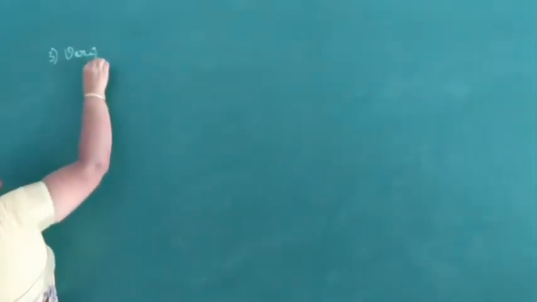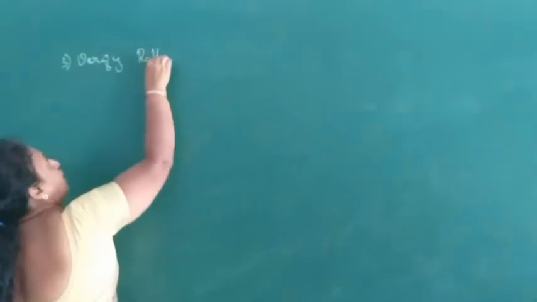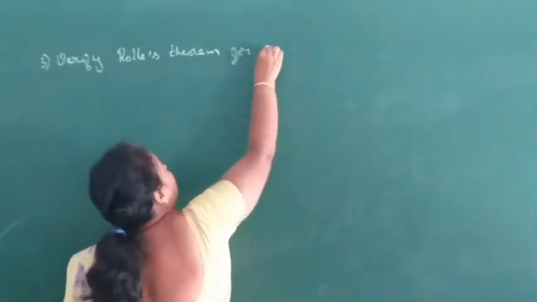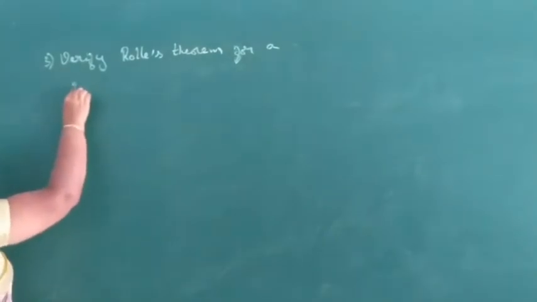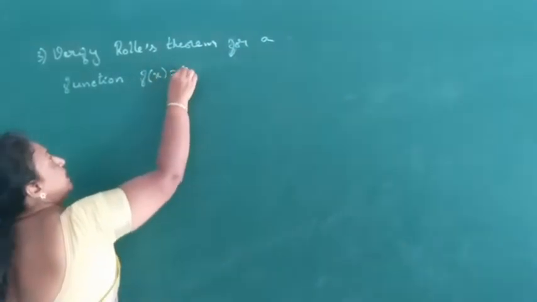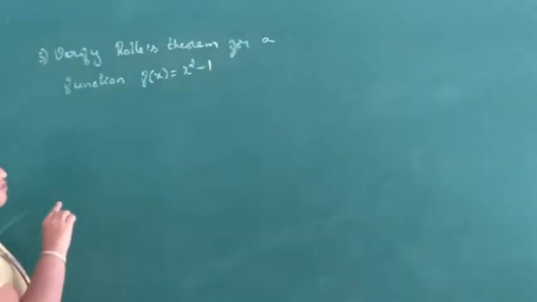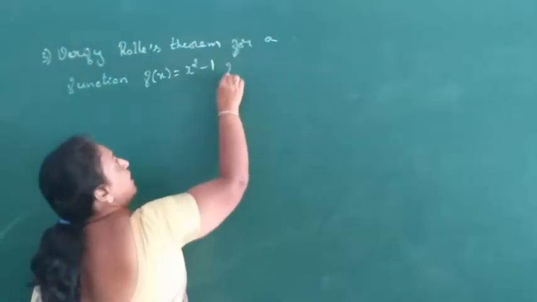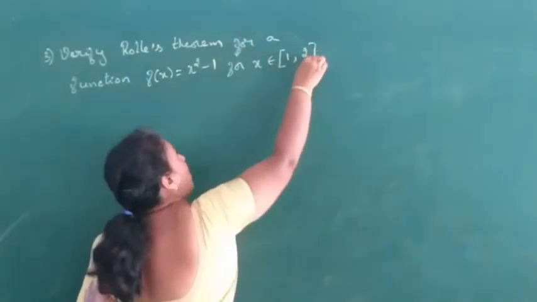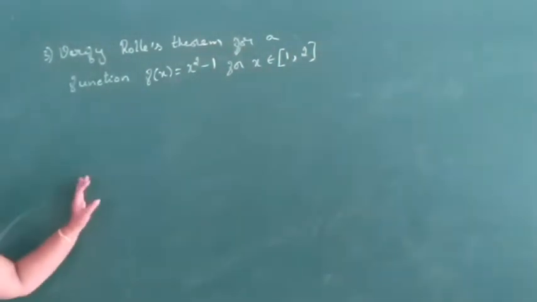Now let us go to the next problem, the third problem. Verify Rolle's theorem for the function f of x equals x squared minus 1, for x belonging to the closed interval [1, 2].